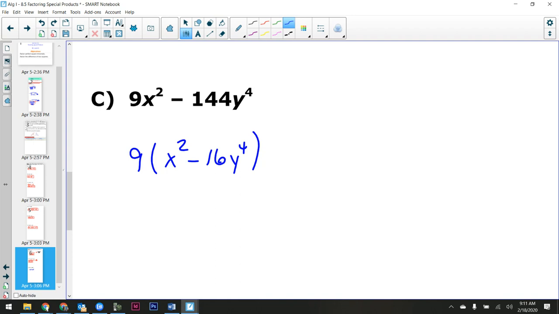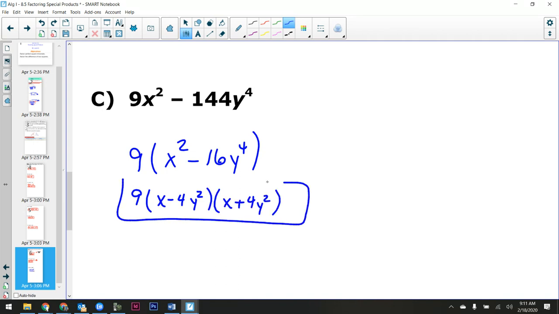So now this turns into 9x minus 4y squared times x plus 4y squared. Okay? Because the square root of x squared is just x. The square root of 16y to the 4th is 4y squared. One minus, one plus. All right.